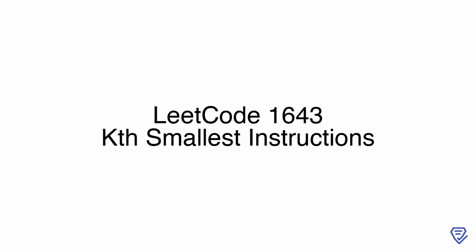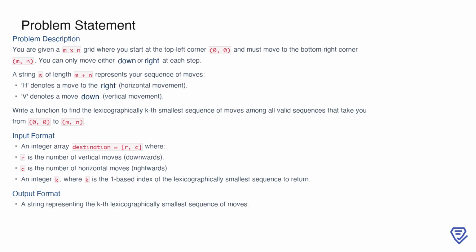Let's dive in. In this problem, you are given an m by n grid, and you start at the top left corner, which is coordinate 0, 0. Your goal is to reach the bottom right corner, located at m, n. At each step, you can only move either down or right. The sequence of these moves is represented by a string of length m plus n, where H corresponds to a move to the right, or a horizontal movement, and V corresponds to a move down, or a vertical movement.